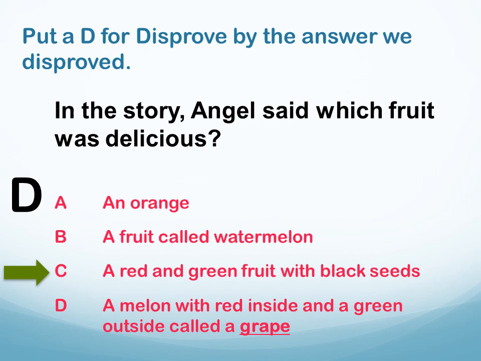Answer choice C says a red and green fruit with black seeds. Again, Angel said that watermelon was delicious in the story. So, a red and green fruit with black seeds might not be the best choice to disprove. It'll probably be very hard to find proof that that is incorrect. Moving on to answer choice D, a melon with a red inside and a black outside called a grape. Let's look back at the tricks and see what we can find.